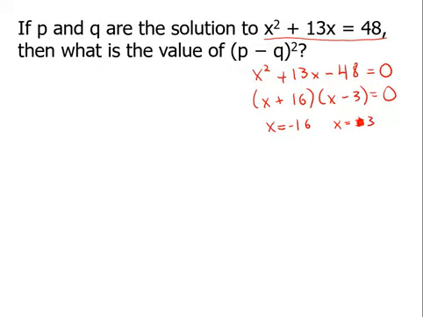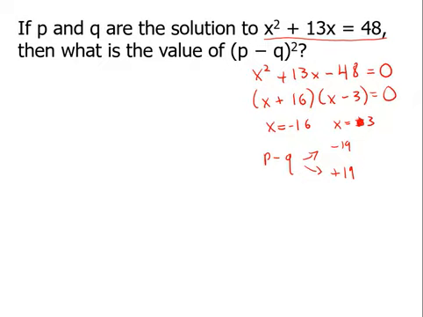And so it might be that we're going to get P minus Q. It could be negative 16 minus 3, which is negative 19. Or it could be 3 minus negative 16, or 3 plus 16, which is positive 19. So we don't know the value of P minus Q. It could be negative 19 or positive 19, but it doesn't actually matter because we're squaring it.